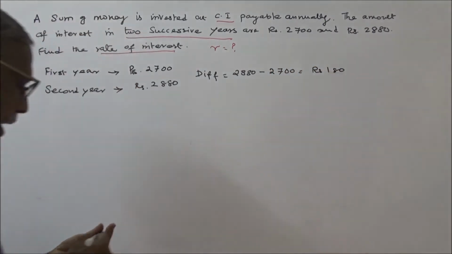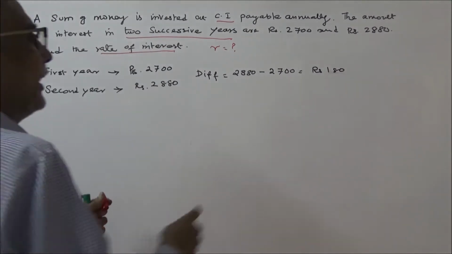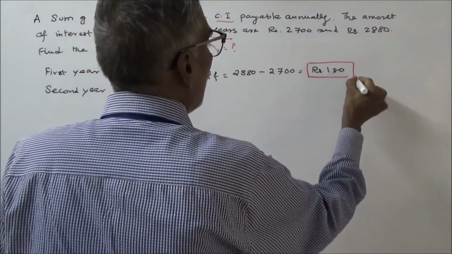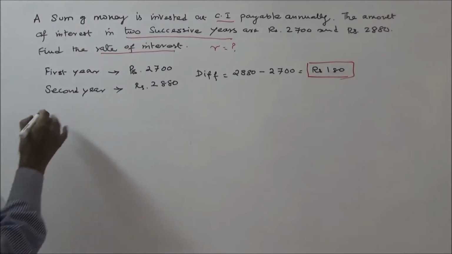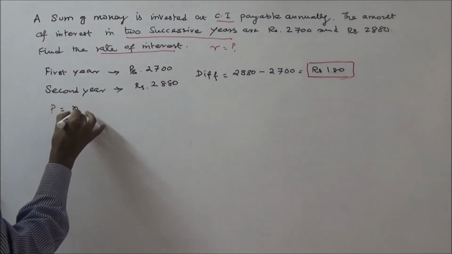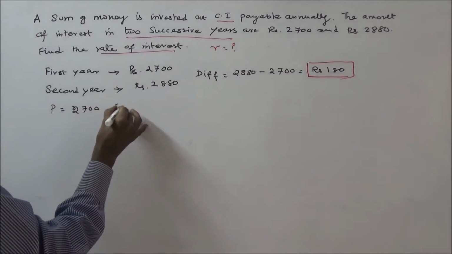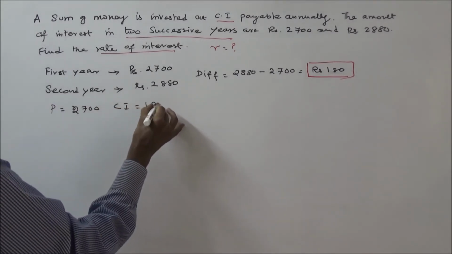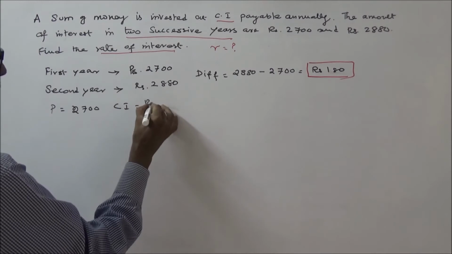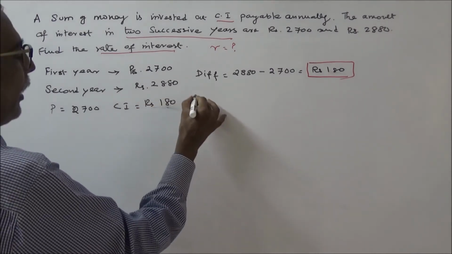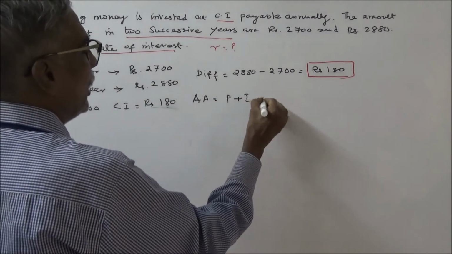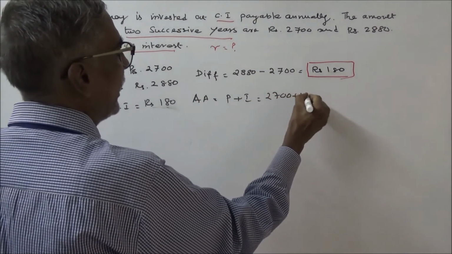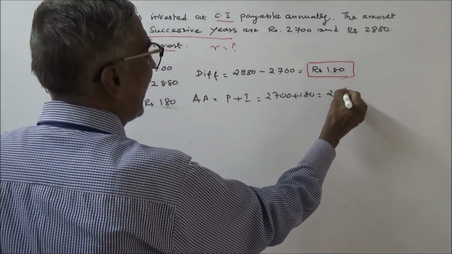So rupees 180 is the interest of rupees 2700. So first year we are investing P is equal to 2700. Compound interest is equal to 180 rupees. Okay. So therefore accumulated amount is equal to principal plus interest, 2700 plus 180, that is equal to 2880.